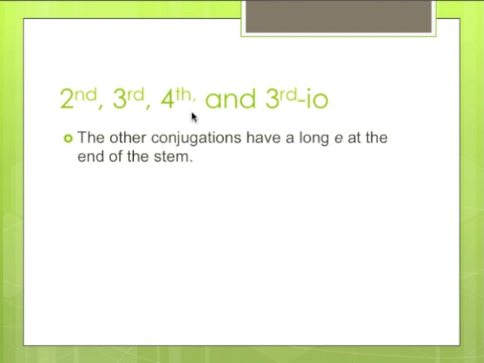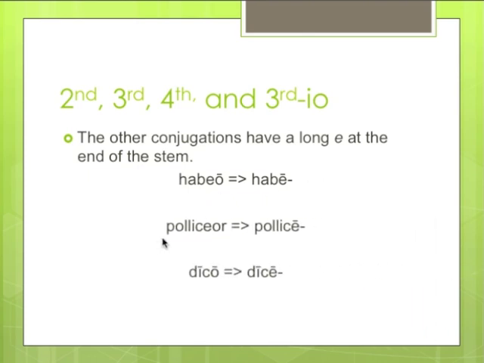The second, third, fourth, and third io conjugations conjugate much the same. These other conjugations have a long e at the end of the stem. Thus, for instance, the second conjugation verb habeo has the stem habe, and the second conjugation deponent verb polliceor has pollice. The third conjugation verb dico has dice, and the third conjugation deponent verb loquor has loque.